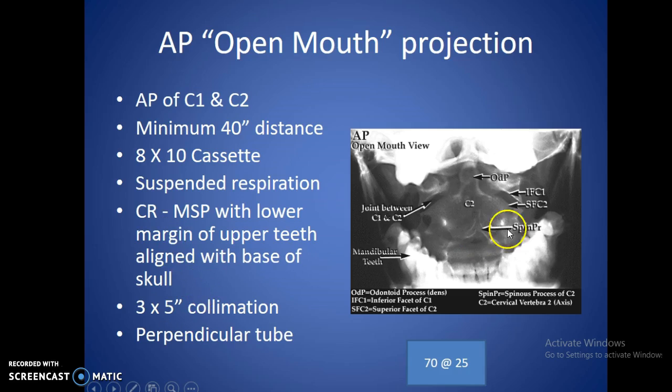3x5 collimation, it's got to be a little bit wider than it is longer so that you can get the entire body of C2 on here that you can see outlined. C1 is going to be this portion right here. It's going to be this kind of wedge-shaped bone going across here, and you should see the transverse processes come out towards the outside as well. This is just for C1 and C2. You're going to do this as a perpendicular tube in most cases, with some exceptions.